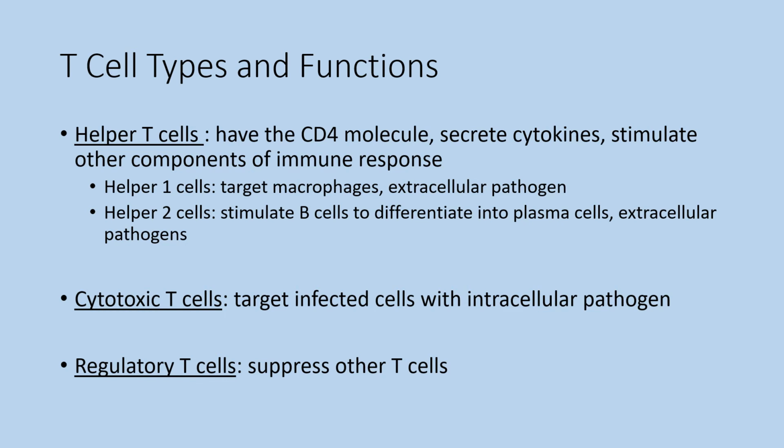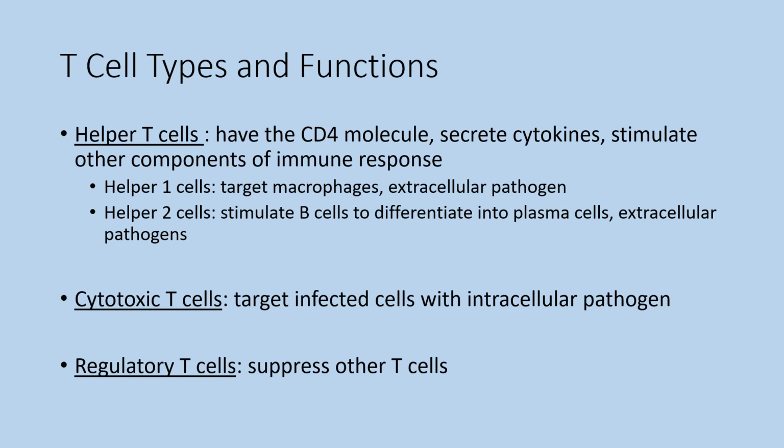The helper 1 cells tend to target the macrophages, go after extracellular pathogens. And then the helper 2 cells stimulate the B cells. Like I said, it's going to activate them, and the B cells will then differentiate into plasma cells to produce antibodies, once again go after extracellular pathogens. The cytotoxic T cells, they tend to target infected cells that have an intracellular pathogen in them, like viruses.